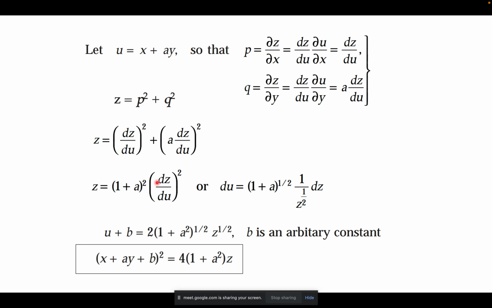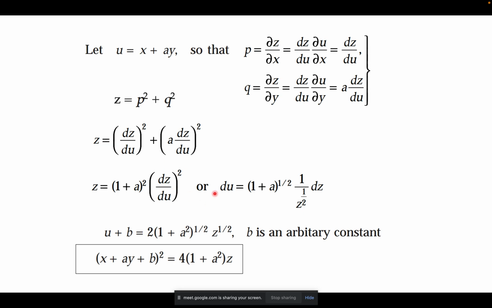So z will be 1 by a times whole square times (del z by del u) whole square, because it's the whole square which is appearing, and if I take a out of this square, you will get a square. So it will be 1 plus a square times del z by del u. Oh, there is one more mistake I realize. So this should be just 1 plus a square, not 1 plus a whole square, right? I hope you got the mistake. So there should be 1 plus a square, not 1 plus a whole square, right?